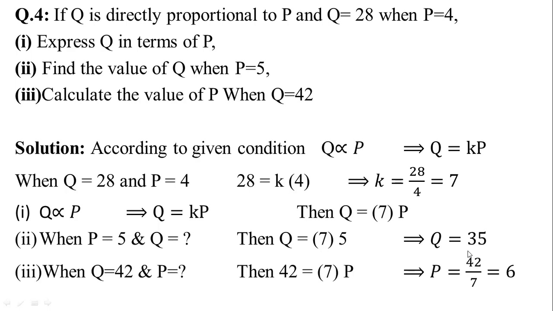In the third part, calculate the value of P when Q is equal to 42. So when Q is equal to 42 and P is equal to question mark, putting the values in the given relation Q is equal to kP: the value of Q is 42, equal to the value of k, which is 7, times P. We find the value of P. 7 is divided on the other side. So P is equal to 42 upon 7. 42 divided by 7 is equal to 6. So the value of P is equal to 6.